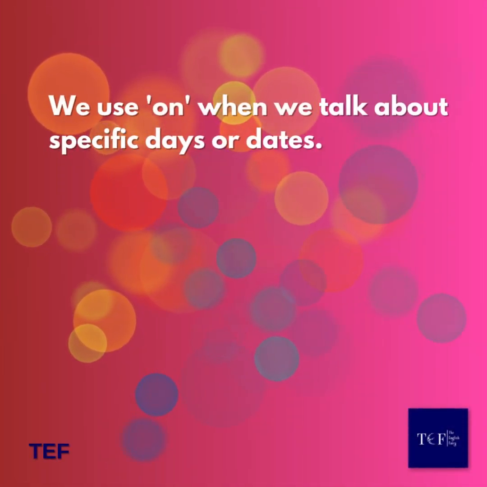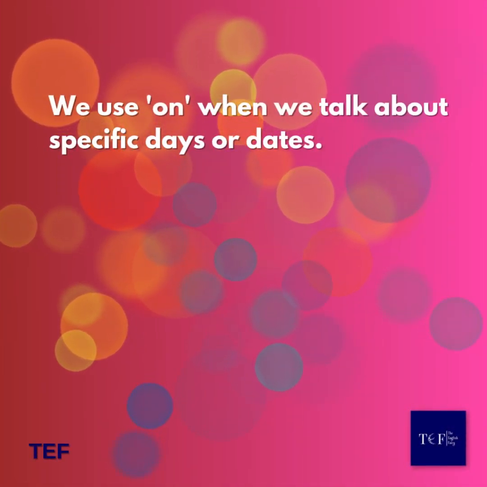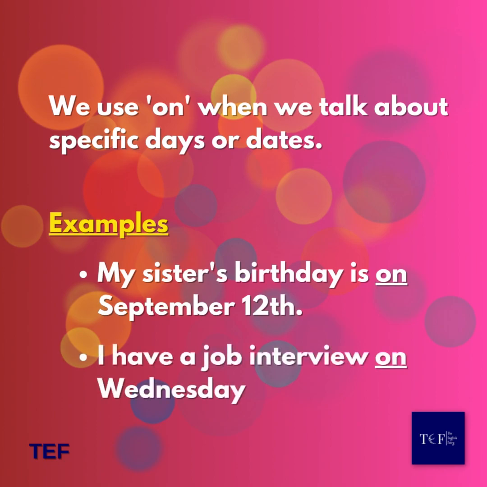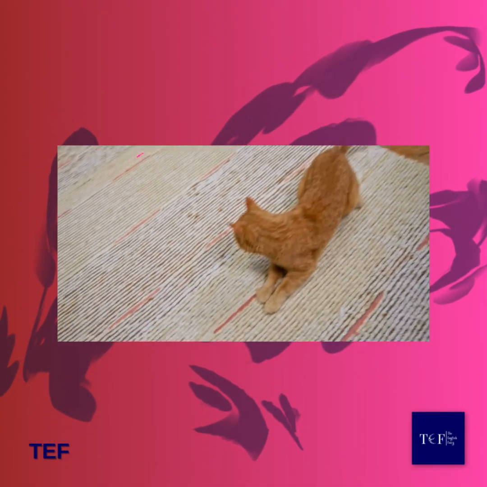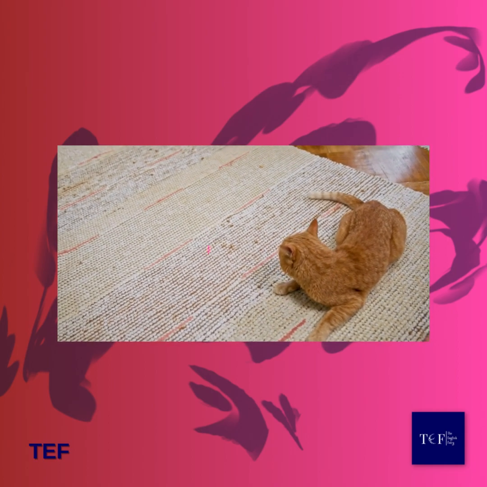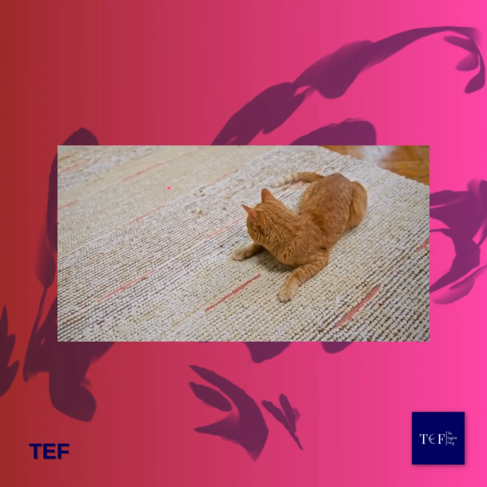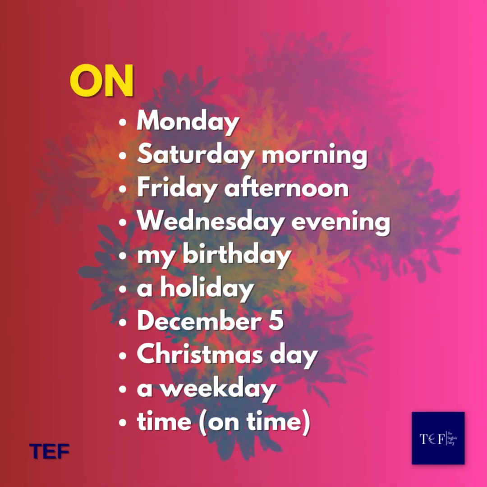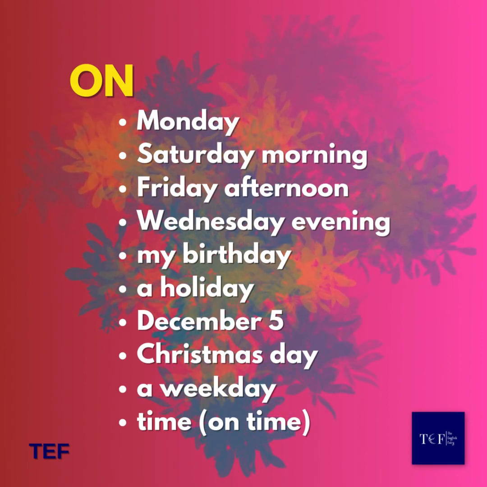Moving on to on. We use on when we are talking about specific dates or days. For example, my sister's birthday is on September 12th. I have a job interview on Wednesday. On is like a laser pointer that points to a specific day or date. You know, like when you're playing with your cat and using a laser pointer to make her chase the red dot? Wow! Here are some more examples for when to use on.